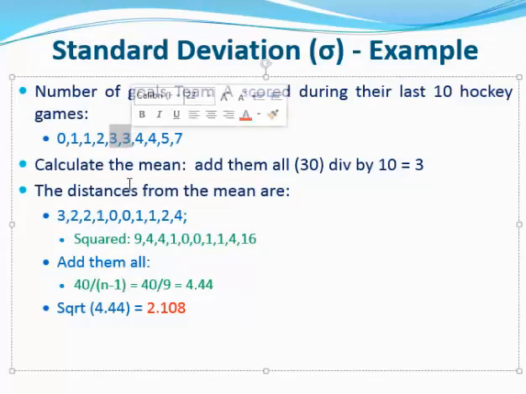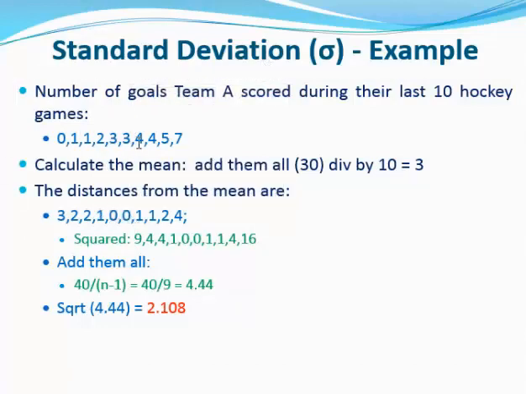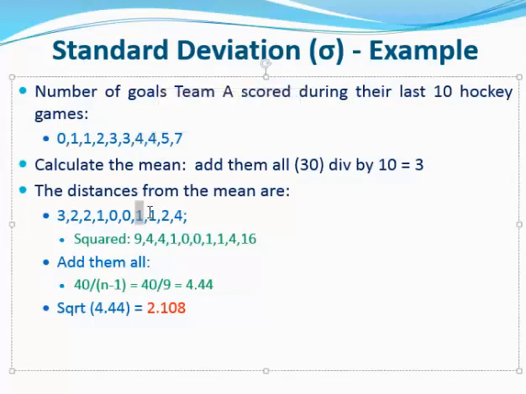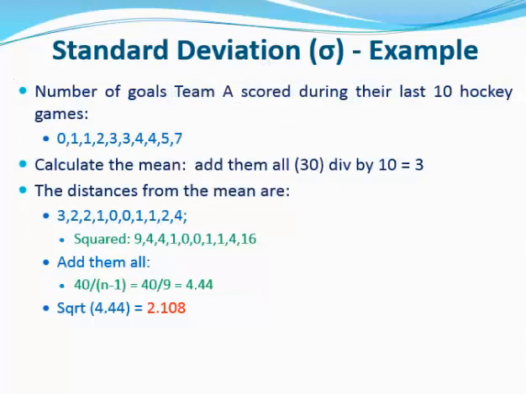The 3s are, of course, 0 away from the mean because they are the mean. And the 4s, of course, are 1 away from the mean. And 5 is 2 away from the mean. And 7 is, of course, 4 away from the mean. Makes no difference which direction, whether it's higher or lower doesn't really matter.